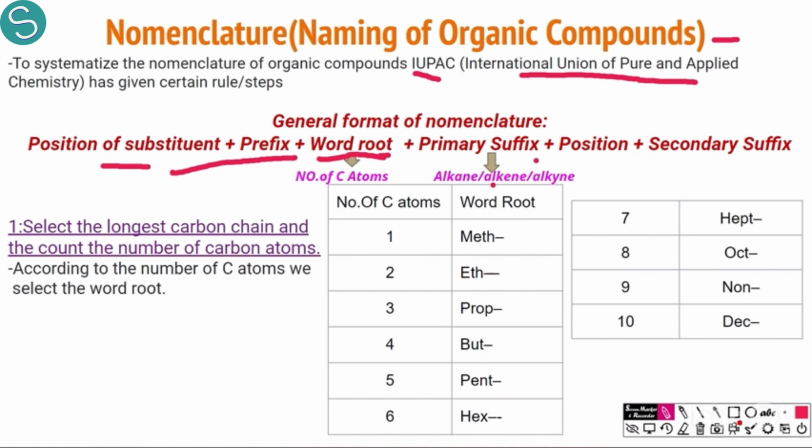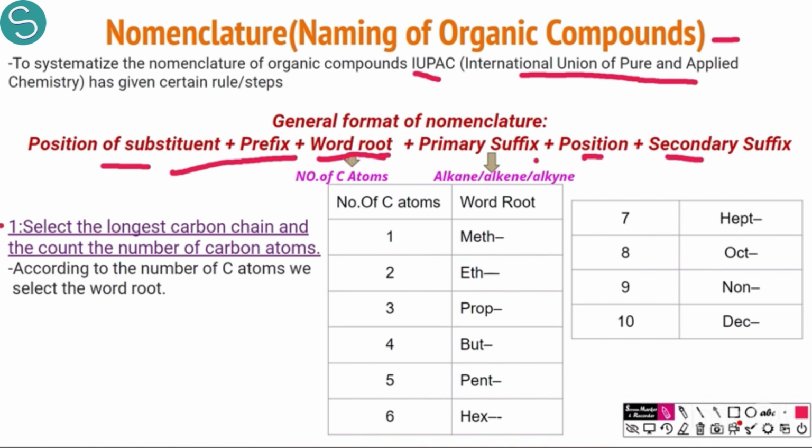After the primary suffix we again tell the position of a specific substituent. If a functional group is present on a compound, we tell the position of that functional group. After telling the position of the functional group, we add the suffix of the functional group, which tells us which functional group it is. We do not write the complete name of the functional group, we use certain suffixes. I have already told you the prefixes and suffixes of the functional group in the previous video as well. So if you have not checked it out, please go and check it out. So this is the general format.